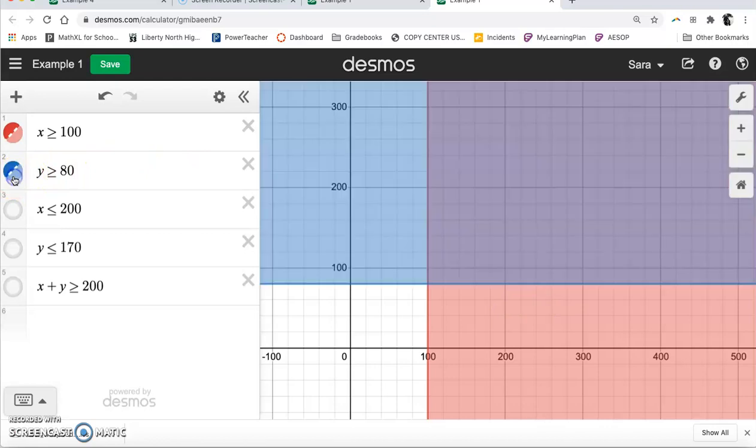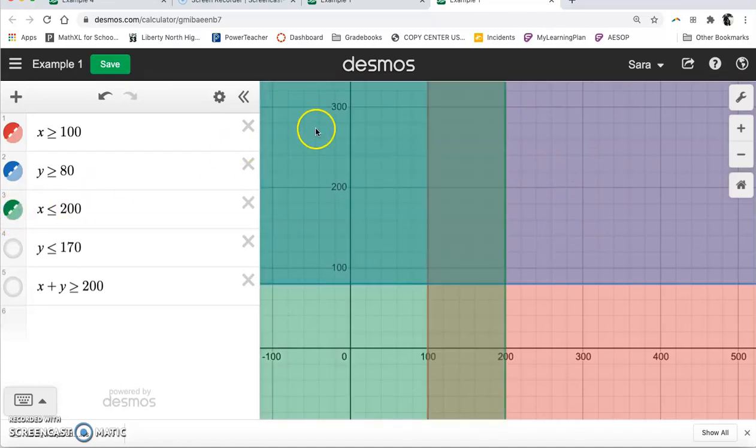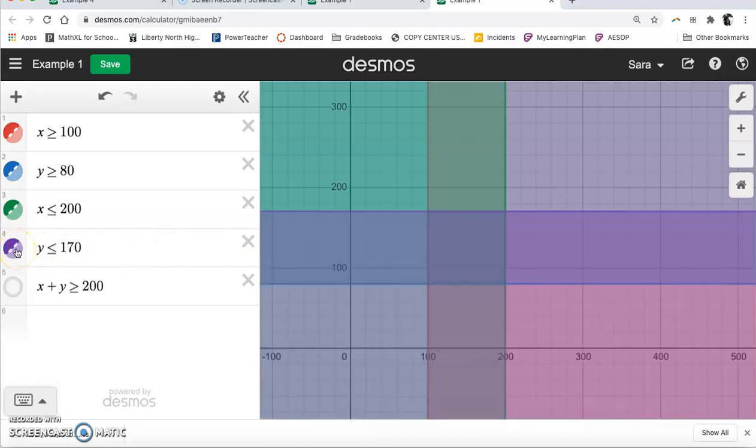Now I'm going to add y is greater than or equal to 80. So now I'm looking at this purplish, double shaded region. And now I have narrowed even further. So I'm looking at this strip here that has all three of those shadings. And now I'm down to this rectangular region here.